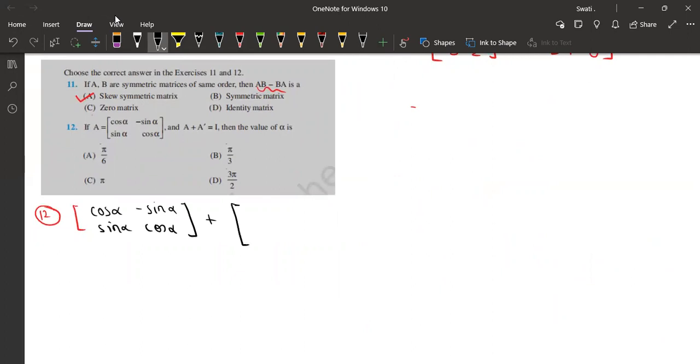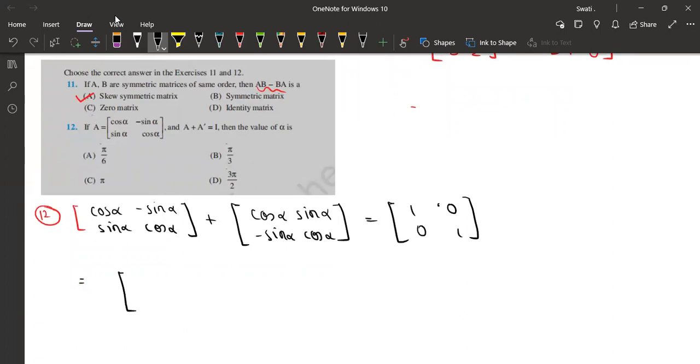If I do the transpose of this, it is simply going to be cos alpha, sin alpha, minus sin alpha, cos alpha. It is given that the addition of this and this is going to be I, that means the identity matrix, that is 1, 0, 0, 1. If I solve this part, it is going to be cos alpha plus cos alpha, that is 2 cos alpha. Minus sin alpha plus sin alpha, that is 0. Next is minus sin alpha plus sin alpha, 0. Cos alpha plus cos alpha, 2 cos alpha, right?